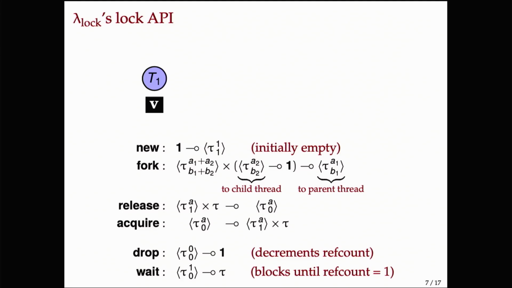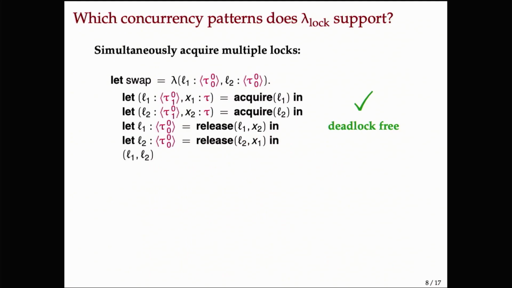So this is our base API, and it turns out that this is all deadlock free. For example, now we can write this swap function that we have seen before, and now it's safe to acquire both locks because the invariant of the type system guarantees that L1 and L2 will not be locked in a different order in a different thread.